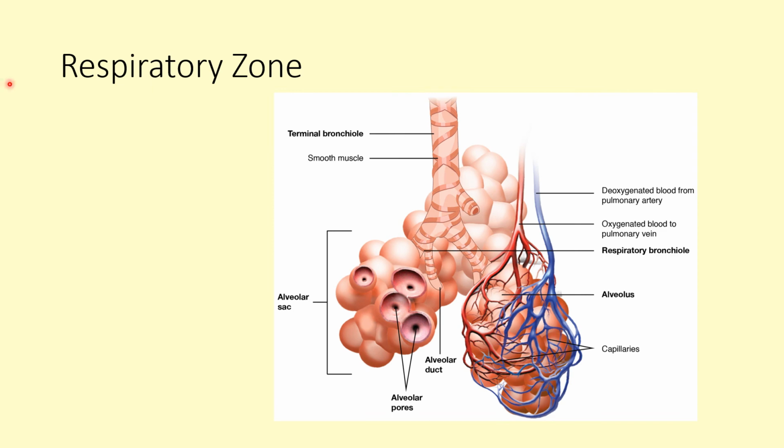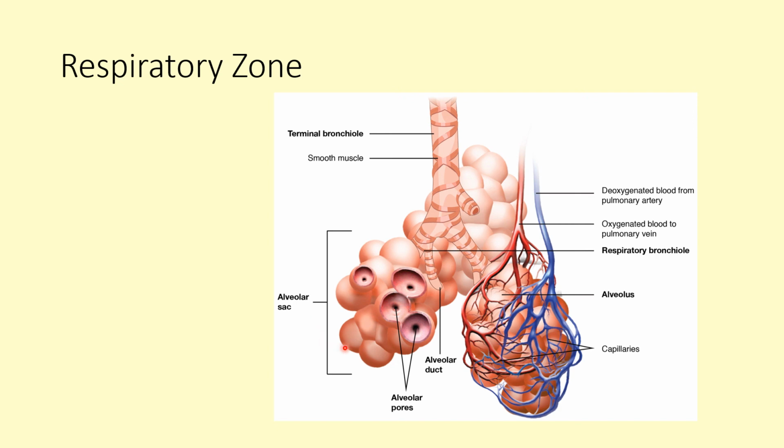So, this is the terminal bronchiole, still part of the conducting zone. Here is the respiratory bronchiole. So now it's even smaller in diameter, now to the alveolar duct, which is coming into each one of the, it looks like the alveolar sac.